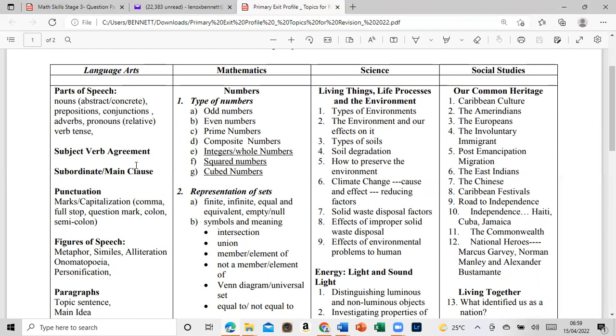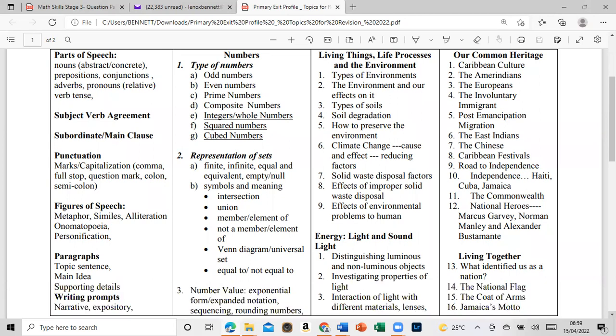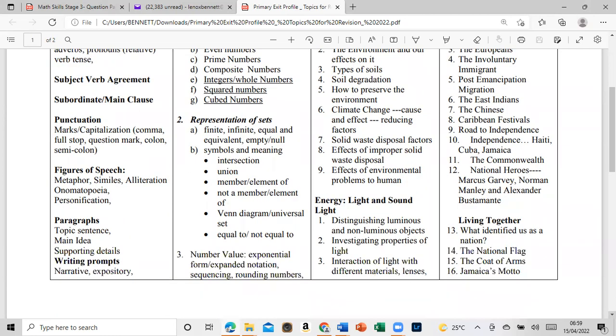All right. Figures of speech like metaphor, similes, alliteration, adverb, and personification. All right. So you have to teach them all of this. I would suggest that you go through these one at a time. So you start at parts of speech, go down and so forth. All right. Paragraph, like topic sentence, the main idea, supporting details, writing prompts, and it's very similar to the CSEC, narrative and expository writing.